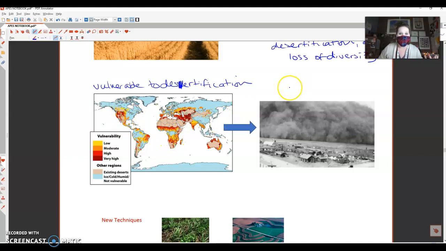And it's already happened in the United States. It has happened with the Dust Bowl. And I know that you guys learned about this in history. Okay? The Dust Bowl was a massive natural disaster that occurred in the United States. And it was because of over-farming. People were not taking care of the land. They weren't farming properly. And so it caused the soil to become like a desert. So the Dust Bowl.